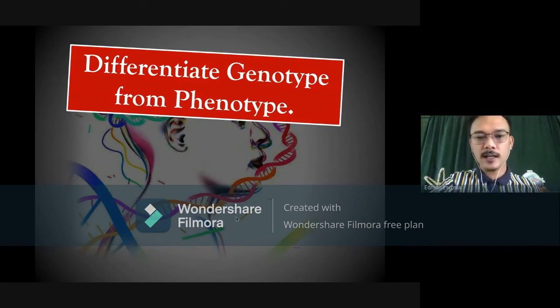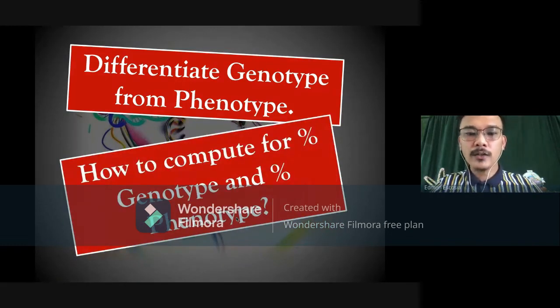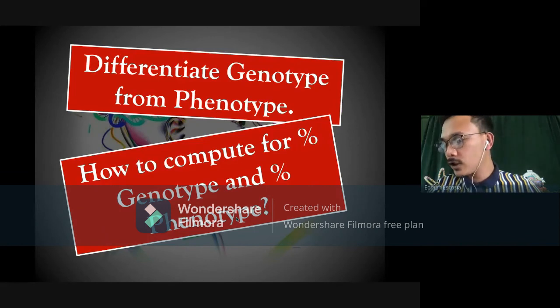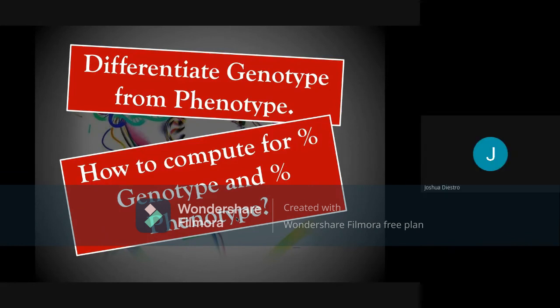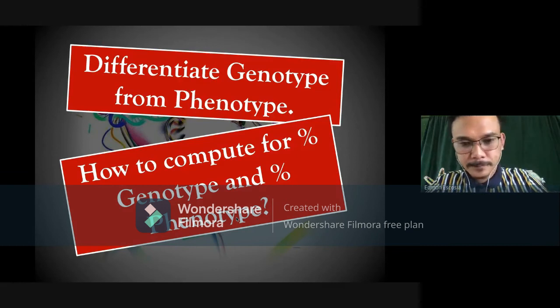So that is correct. And how are you going to compute for percentage genotype and phenotype? May I ask Joshua? Permission to speak, sir. You are recognized, Joshua.